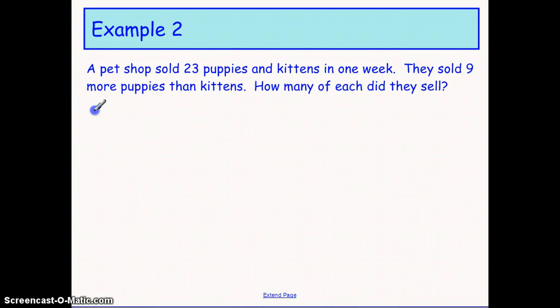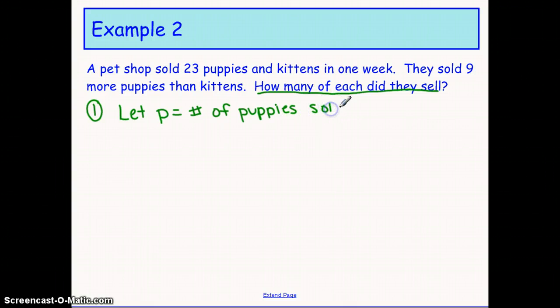So we use the same method as before. We say, okay, we need to define two variables. So two things we don't know. They're asking you how many of each type did they sell. So we don't know how many puppies there are, and we don't know how many kittens there are. So we'll use P for puppies. P can be the number of puppies sold. So that's the question they're asking. How many of each did they sell? So one thing is P will be the number of puppies sold. And it's not hard to imagine that we can say K for kittens and let K be the number of kittens sold.